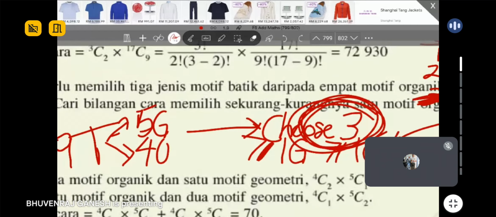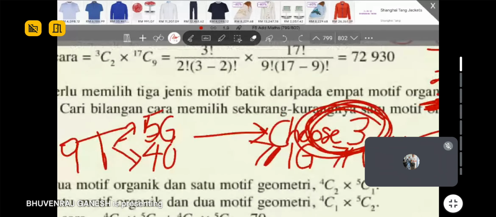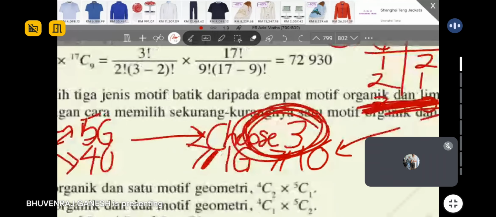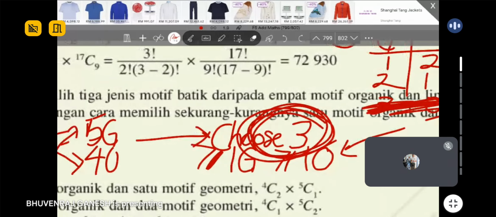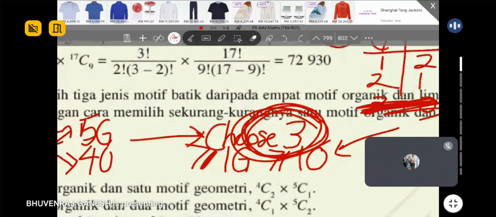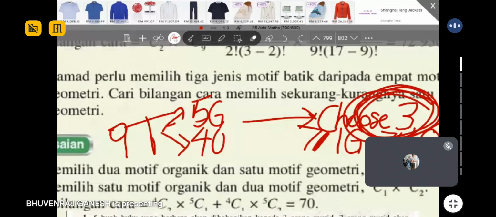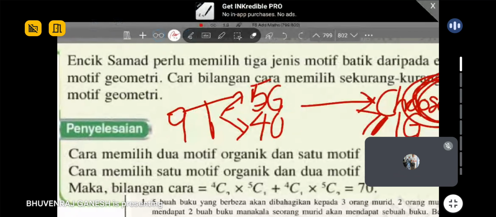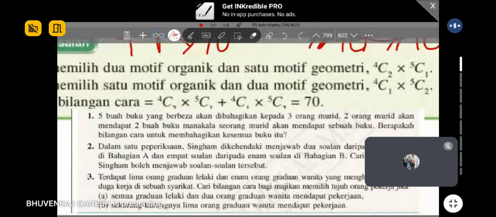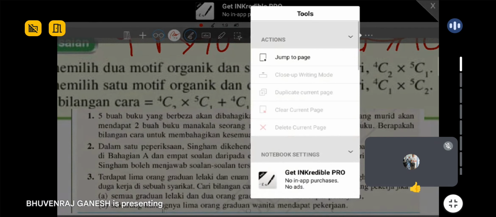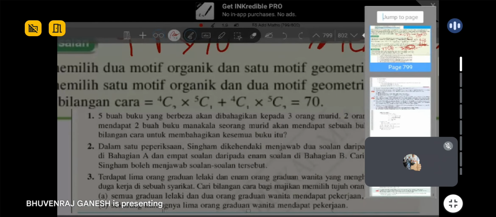So you got 4, let me check. 4 geometry. Sorry, 4 organic. You choose 2. 5 geometry. Choose 1. Okay, terbalik. 4 organic. Choose 1. 5 geometry. Choose 2. So you add up both of the answer. Tambah dua-dua. Then you will get your final answer. Okay, make sure plus in the middle, guys. Kena simbol tambah. So the answer is 70. Okay, clear, guys, for this question? Crystal clear? So yeah, this is basically all about combination lah.